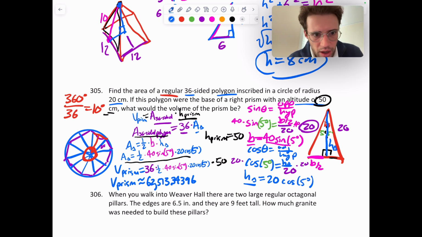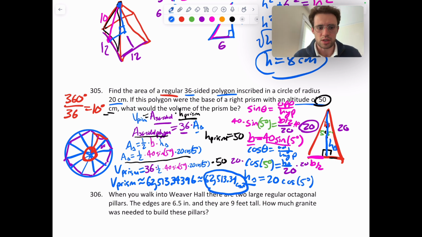And do they say how to round it? They do not say how to round it, so I'll just say it's 62,513.34, and our units are centimeters, so it's centimeters cubed. Right, so that's your volume of your prism. Again, you just found the area of the shape, right? In this case, even though it's 36-sided, it's the same steps you would do for any regular polygon, at least any regular polygon bigger than a square.